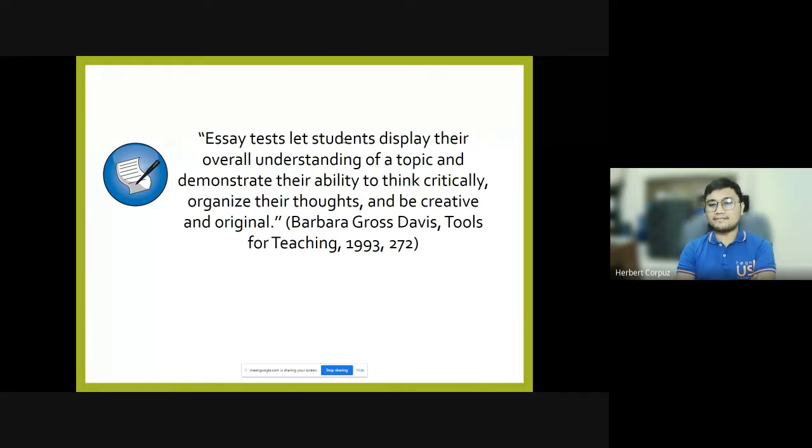Barbara Gross Davis, in his book Tools for Teaching, ang essay matagal ng type of test ito since time immemorial. He said or she said that essay tests let students display their overall understanding of a topic and demonstrate their ability to think critically, organize their thoughts, and be creative and original.